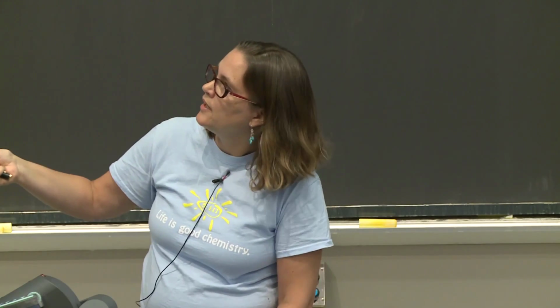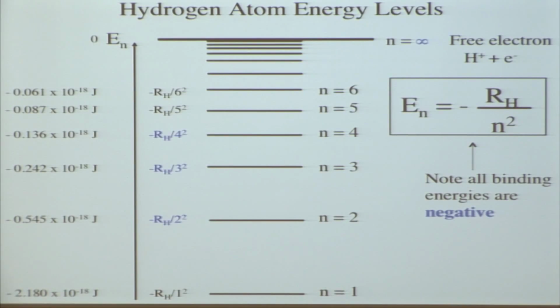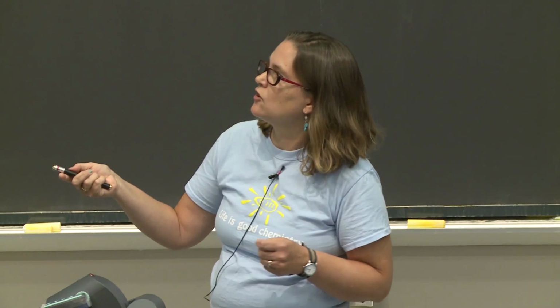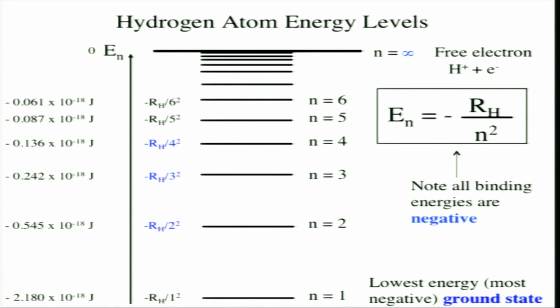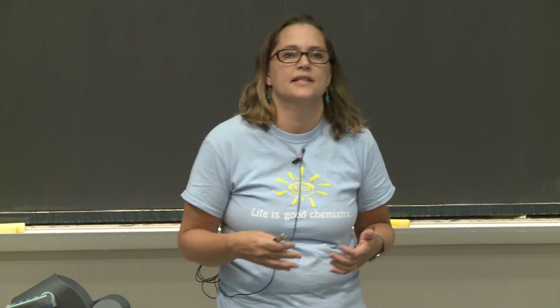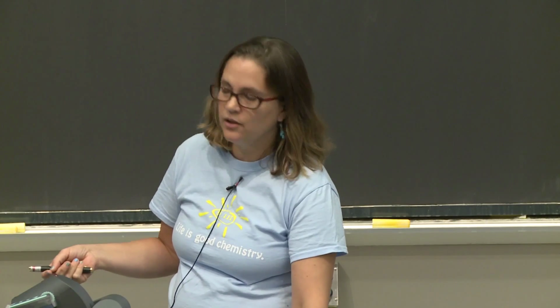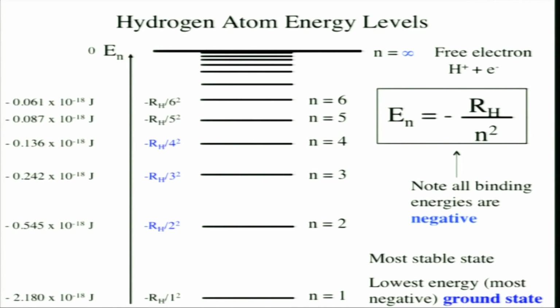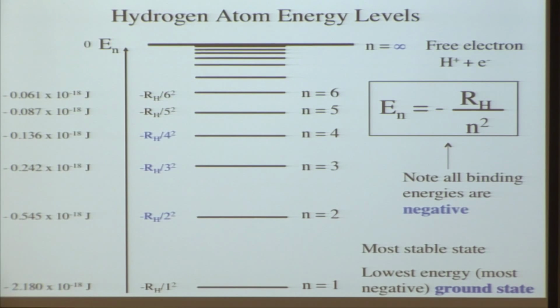All right, so when you have an electron in this n equals 1 state, that's the lowest energy. It's the most negative number, and that's known as the ground state. And when you have an electron in this ground state, that's the most stable state for the hydrogen atom. So again, from this lower ground state up to this state here.